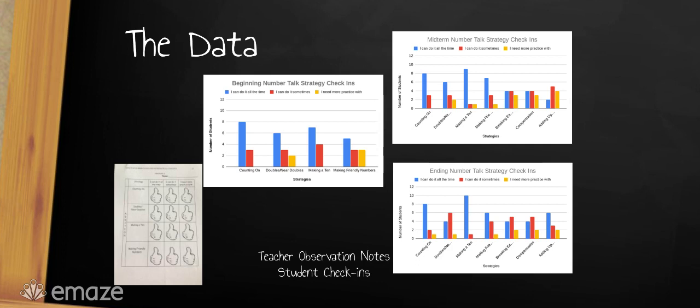Doubles and near doubles and making friendly numbers were strategies that students were not comfortable with, and ones that I would make sure to practice with them more frequently. Moving on to the midterm and the final check-ins, we had added 3 more strategies. We added up breaking each number apart, compensation, and adding up chunks. When we looked at those in the middle of the study, the 3 new strategies were definitely ones that students felt they needed more practice with, that they weren't strong.